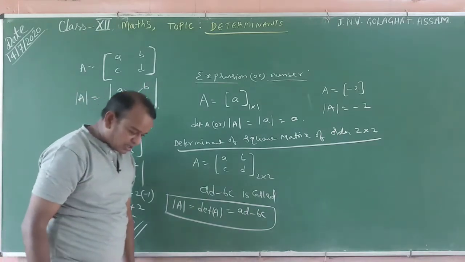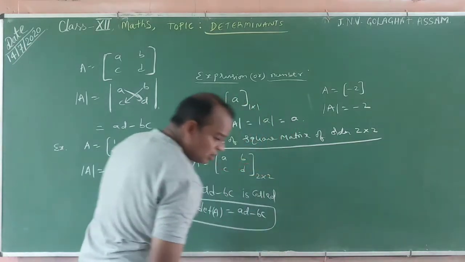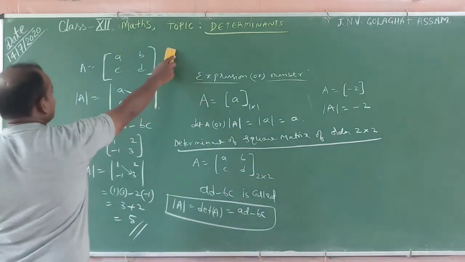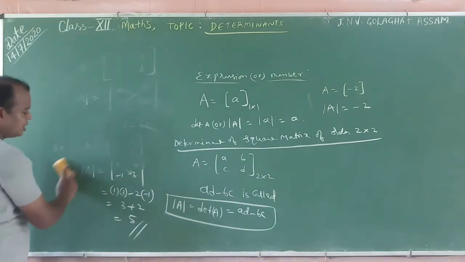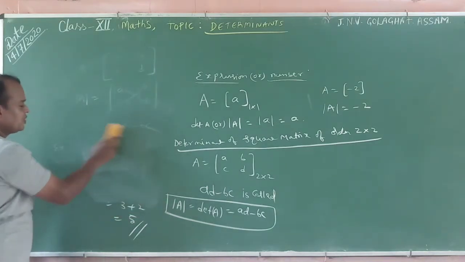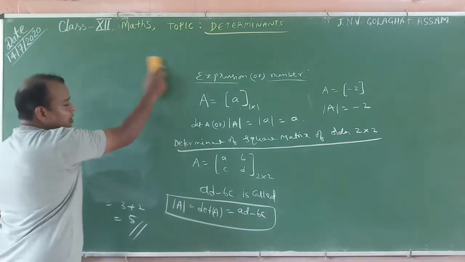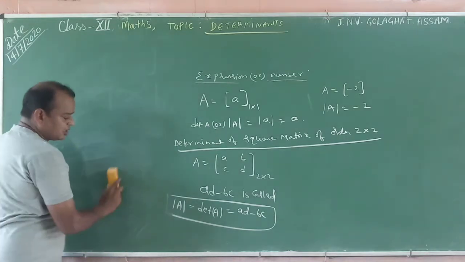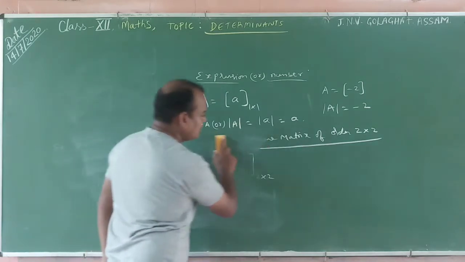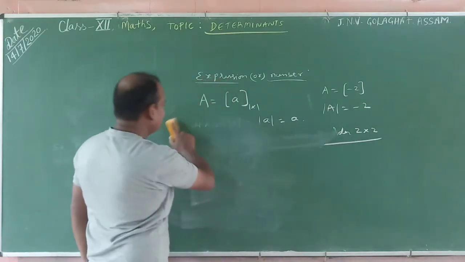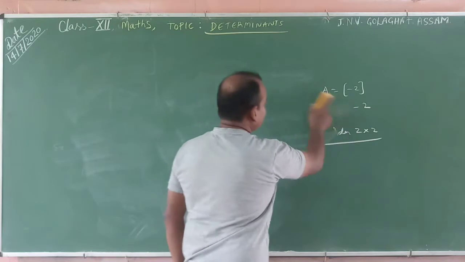Next, we will discuss the topic minor of an element. This is the determinant of the 2 by 2 matrix. After minor and cofactor of an element, we will discuss the determinant of the 3 by 3 matrix. First, what is the minor of an element?